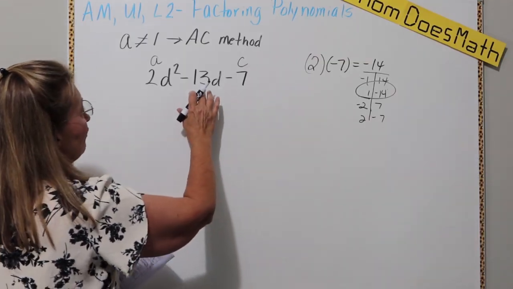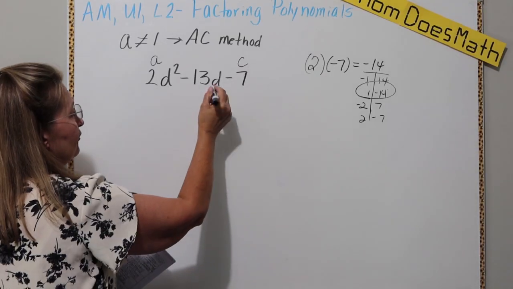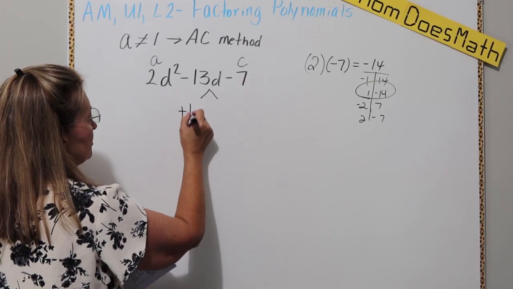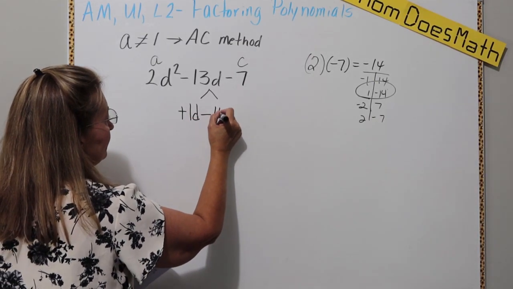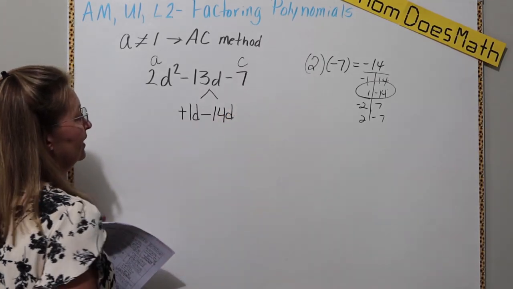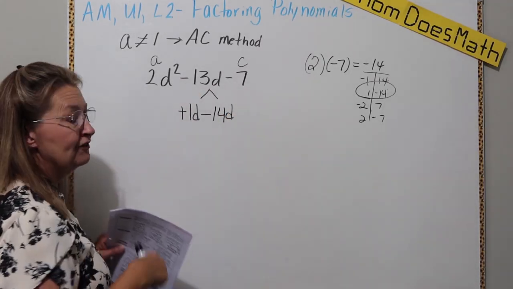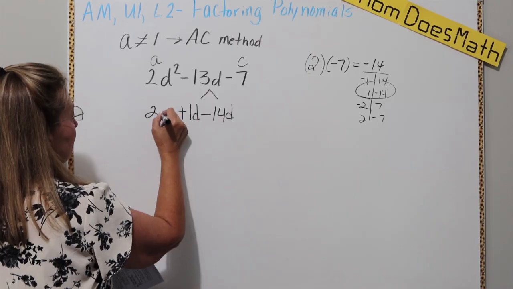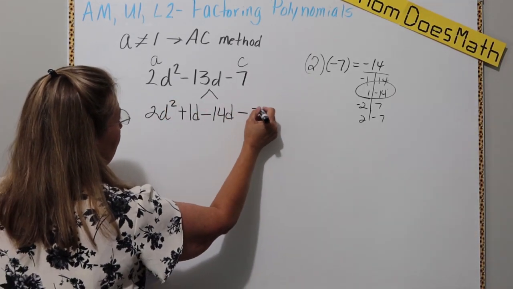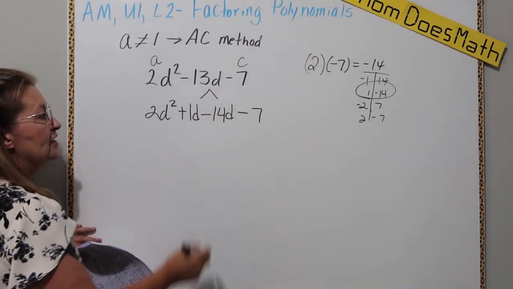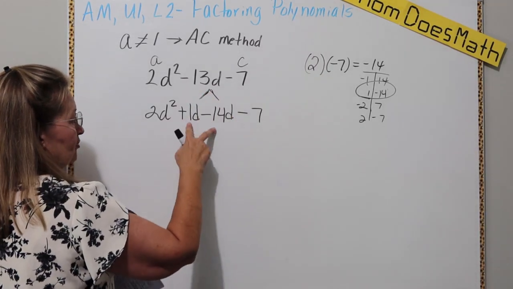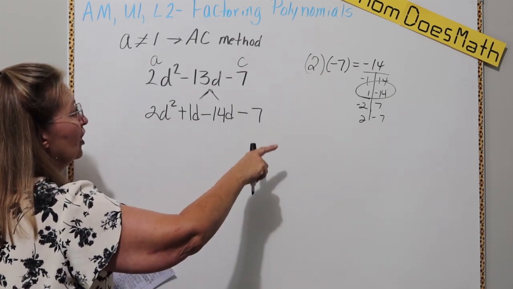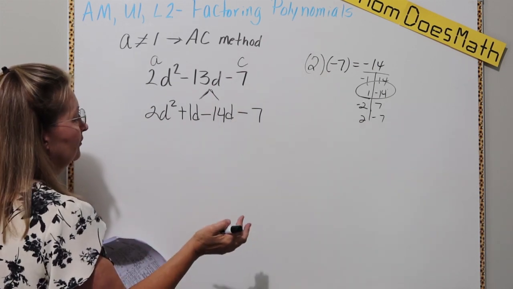Now, instead of writing negative 13d, I'm going to split that up, and I'm going to put plus 1d minus 14d. Isn't that the same thing as negative 13d? And then I will have my 2d squared here and my minus 7. Okay, so all I did is split that up. Now, how did I split it up? Well, I was very careful to pick some numbers that are going to help me out.